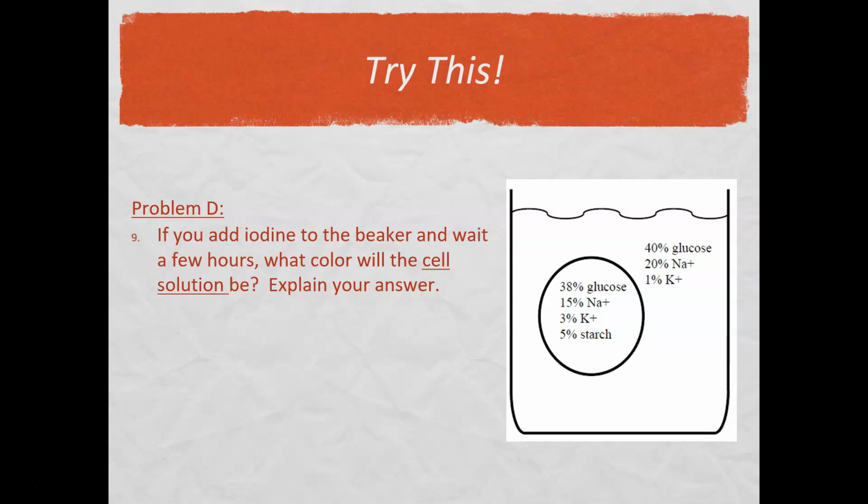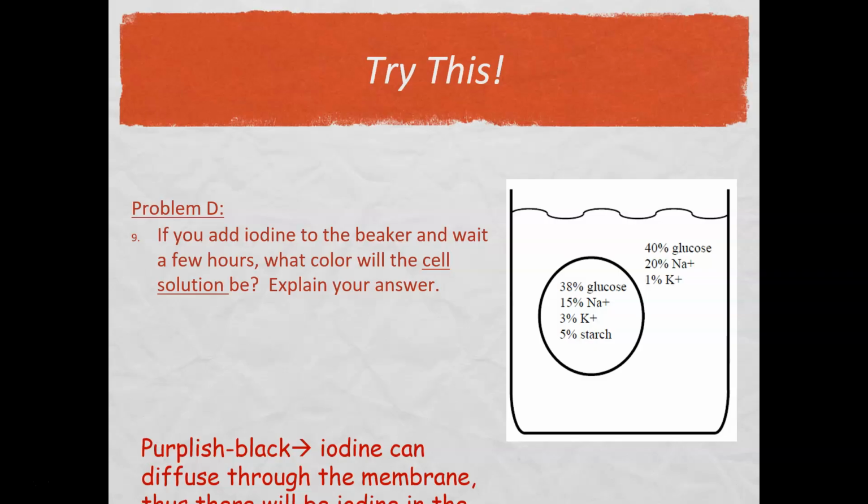Now let's take it from this side. So I add the iodine to the beaker. I wait a few hours again, but now rather than checking the color of the solution in the beaker, I'm checking the color in the cell. This time, is it going to stay yellow, or am I going to get that purplish black reaction to occur?